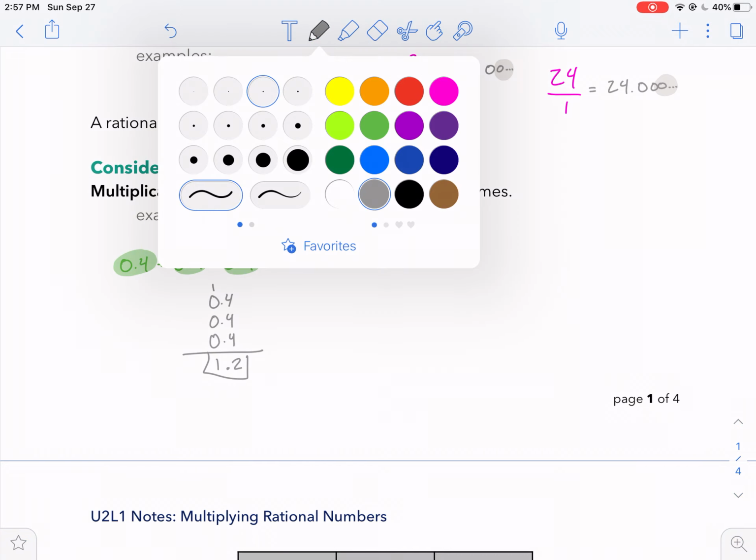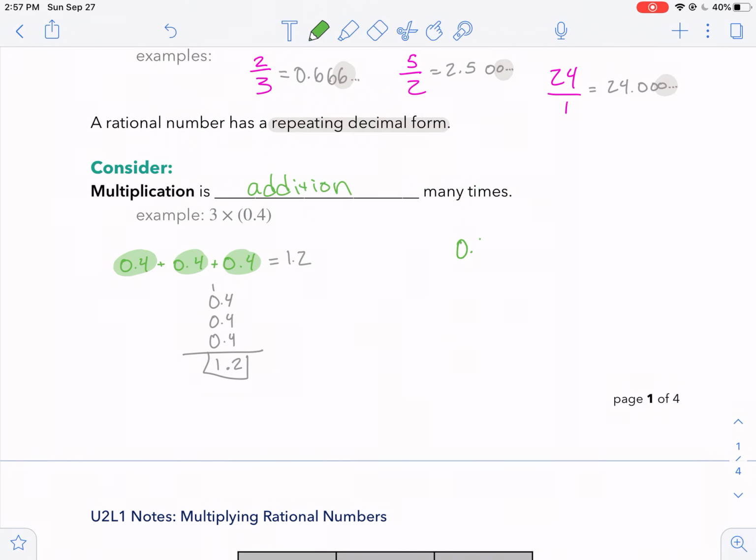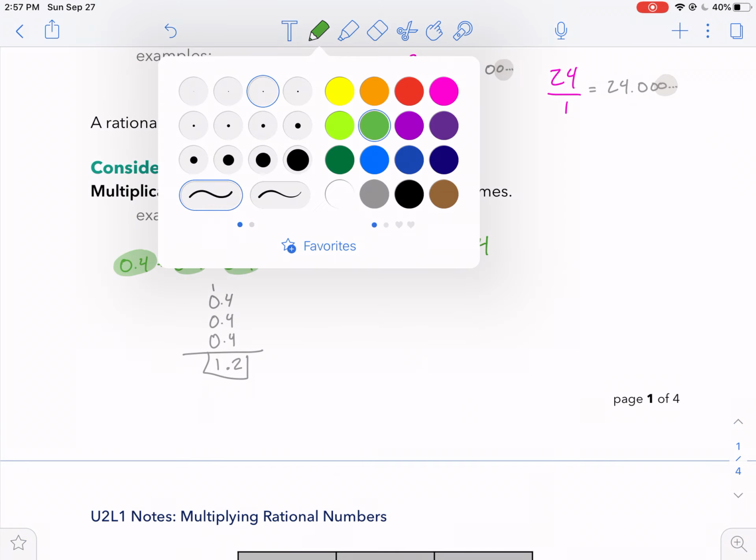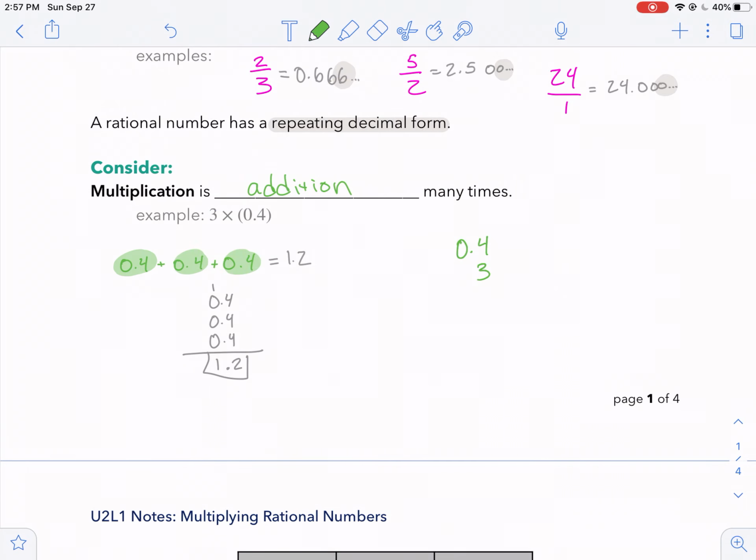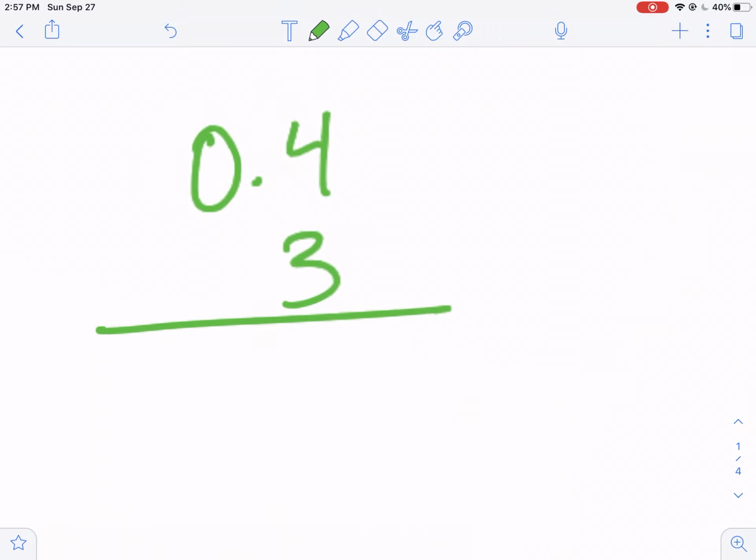Another way to do your multiplication is to straight up multiply it out. So you have 0.4 times 3. And when you multiply decimals, first of all, you just do the multiplication. In this case, 4 times 3 is 12. Okay, cool. And then you count how many numbers are behind the decimal. And here we have one number behind the decimal. So we're going to move our decimal point over 1. So it gives us 1.2. And there you have it.